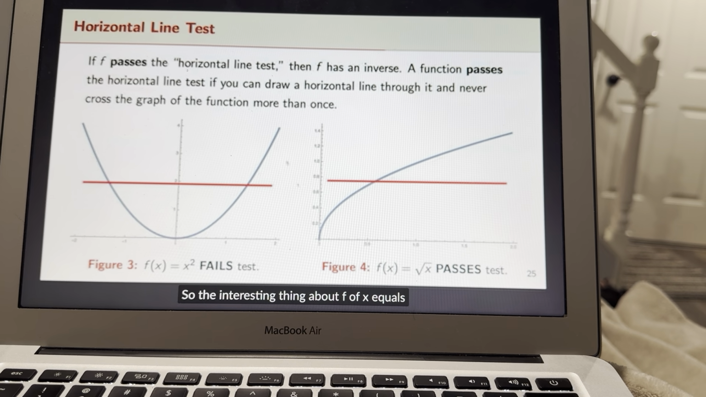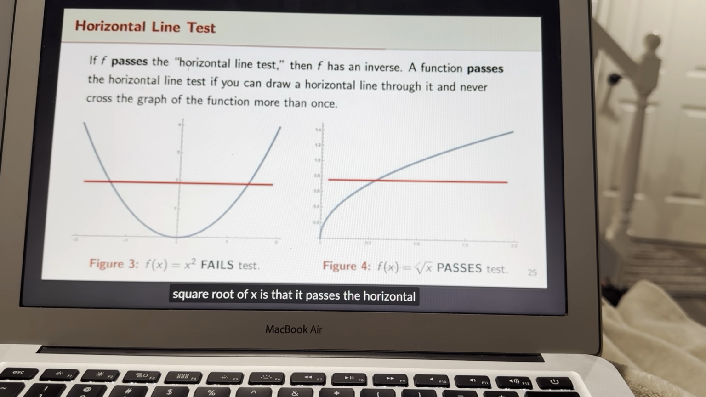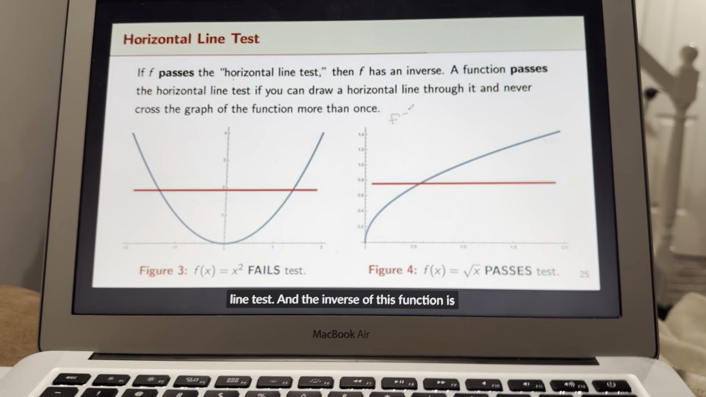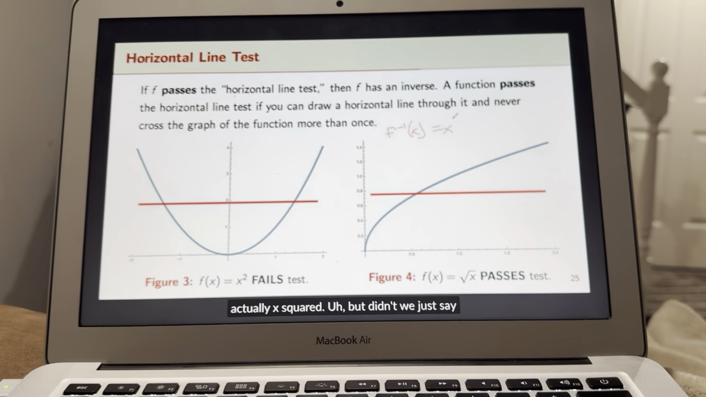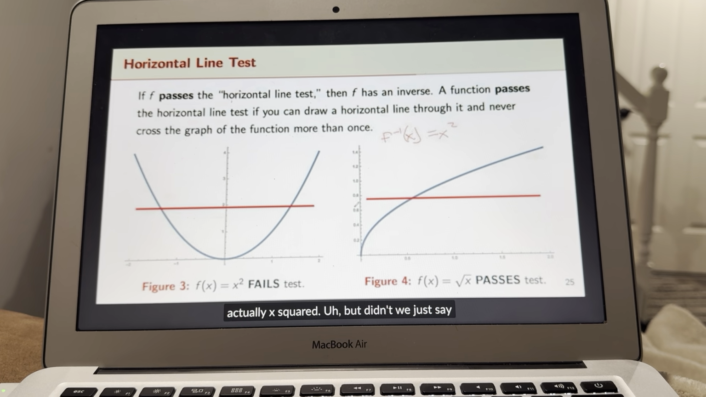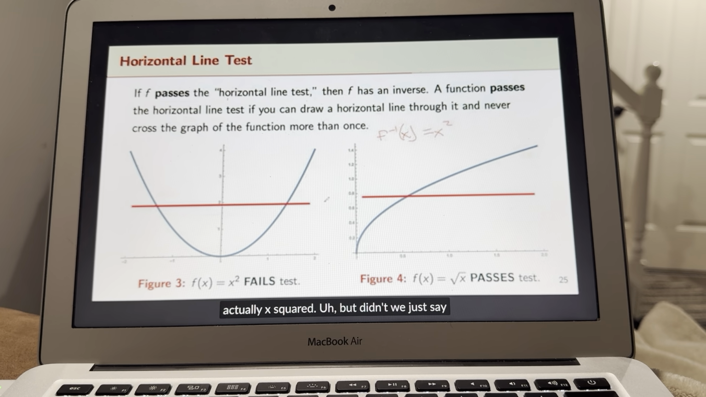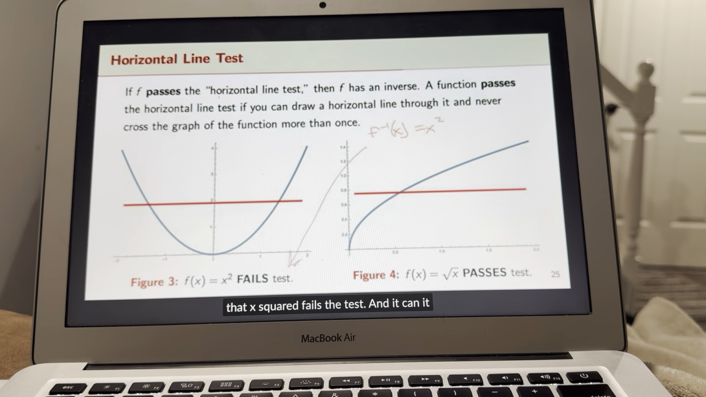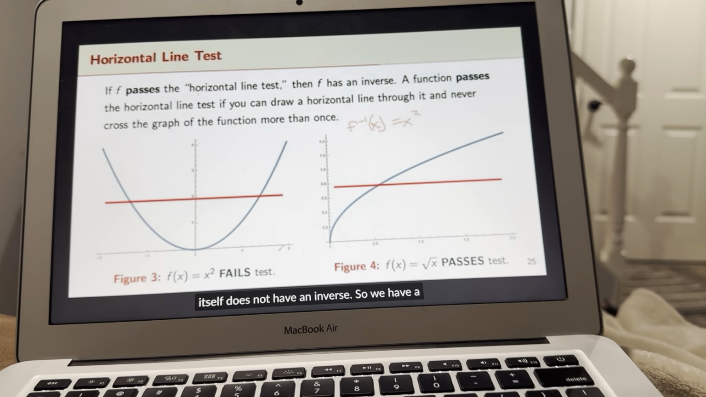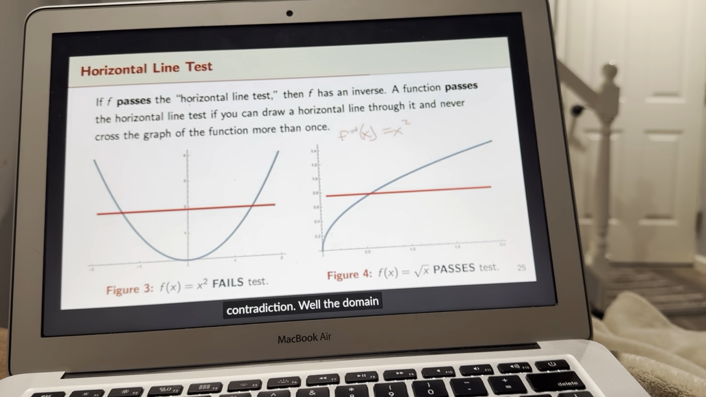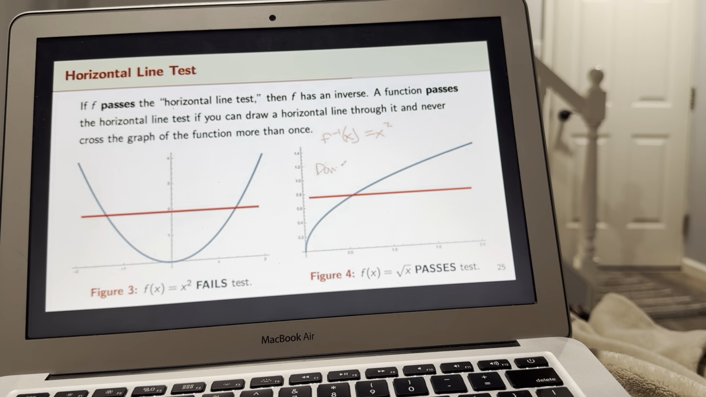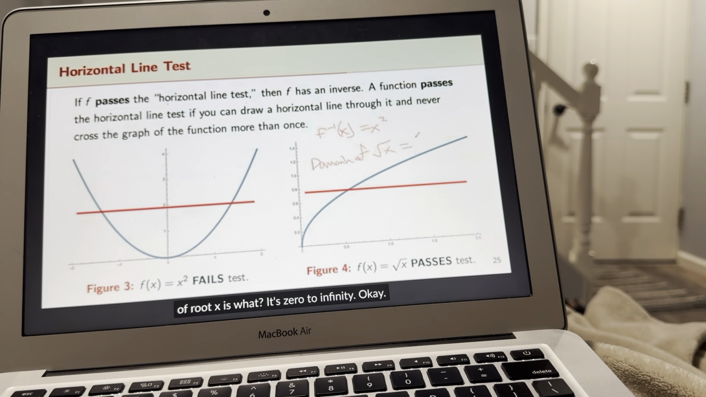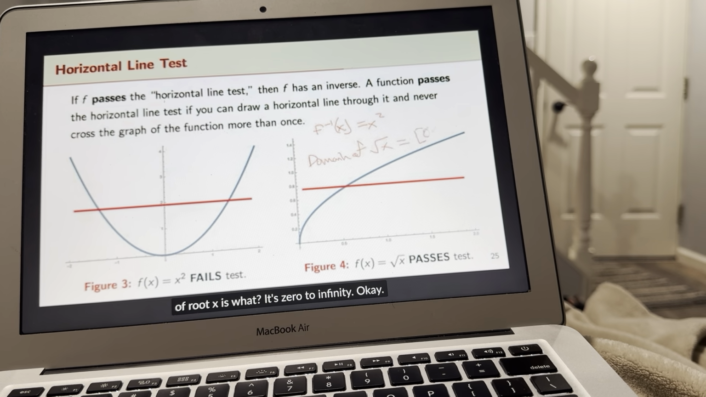So the interesting thing about f of x equals square root of x is that it passes the horizontal line test, and the inverse of this function is actually x squared. But didn't we just say that x squared fails the test, and it itself does not have an inverse? So we have a contradiction. Well, the domain of root x is what? It's 0 to infinity.